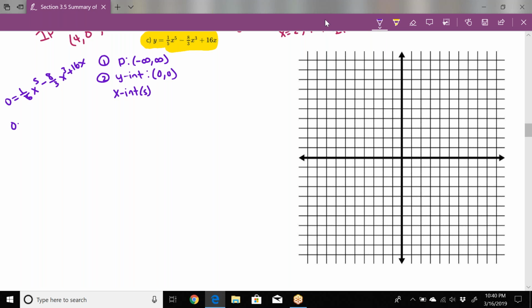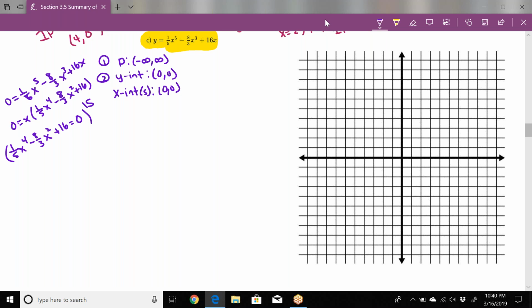So this is pull out an x. That gives me 1/5 x to the 4th minus 8/3 x squared plus 16. We know x equals 0, so we already know that guy because we had 0, 0 for our y-intercept. So we're just going to worry about this fractional piece. And anytime you have fractions and you have set it equal to 0, you can multiply everything by the LCD to get rid of those fractions.